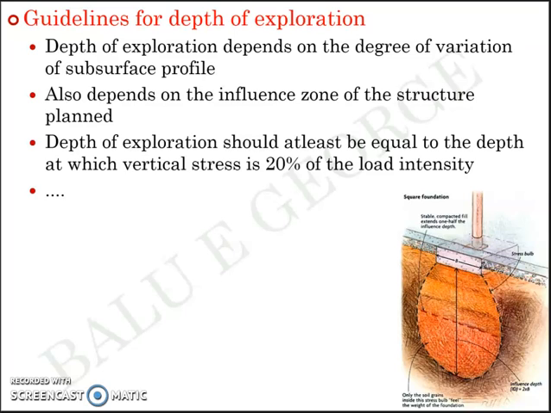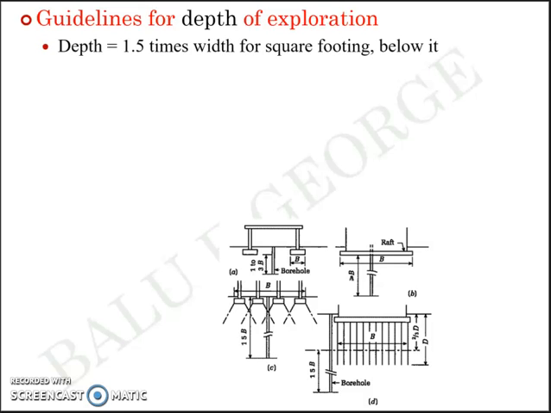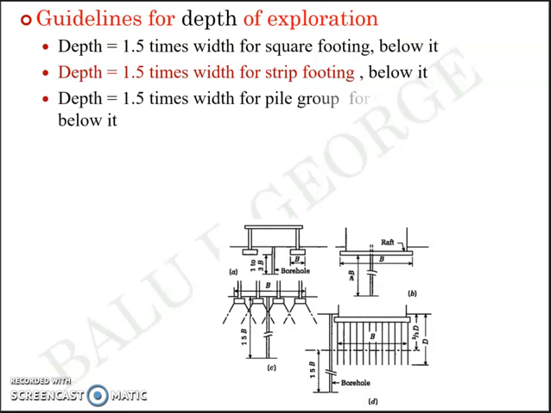Now, the guidelines for depth of exploration, like I said, there are rough guidelines given by standard textbooks and codes, a few of which are included in this slide. The depth should be equal to 1.5 times the width for a square footing below it. So when you have a square footing, you should go 1.5 times the breadth below it, which means, for example, if you have a square footing of 2 meter width, you should go 3 meter below that footing. For a strip footing, it is also equal to 1.5 times the width below it.